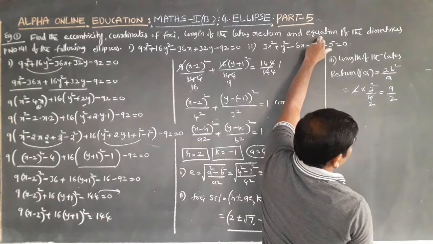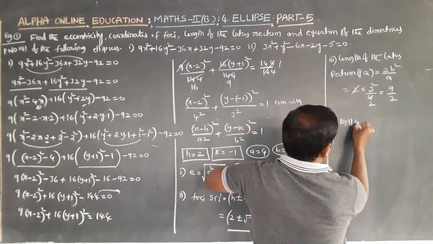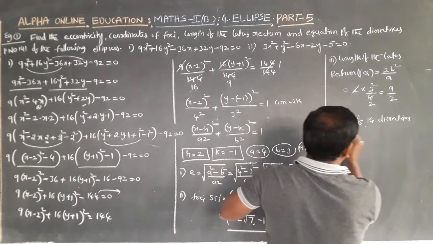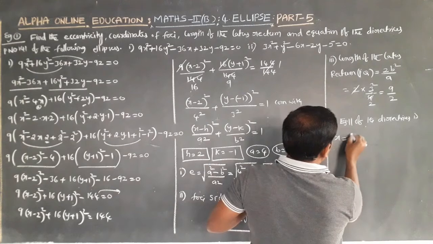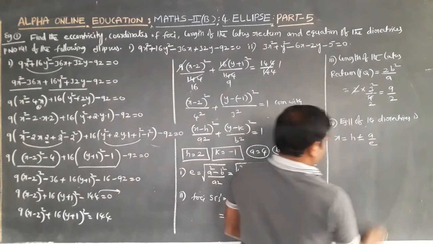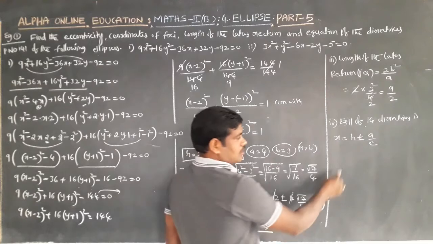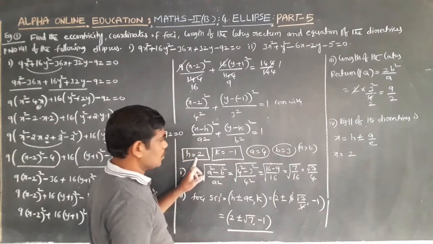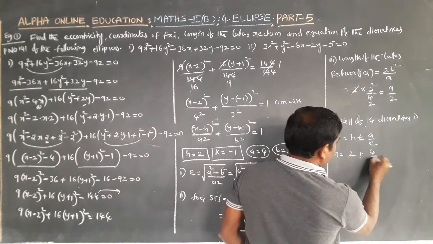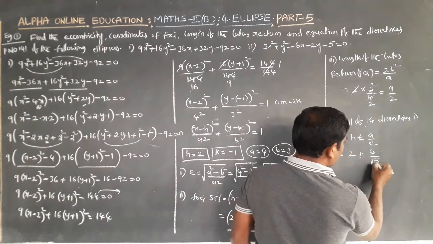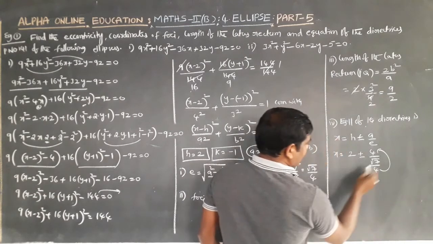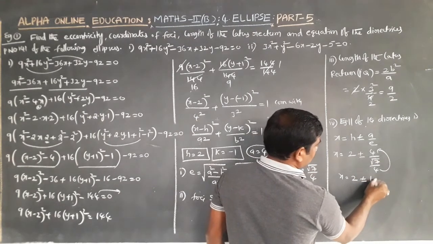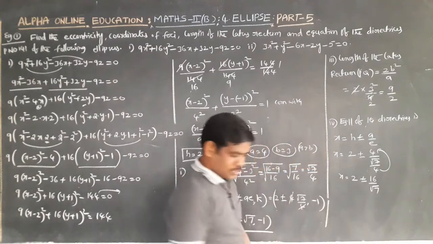Fourth one is the equation of the directrices. The equation of the directrices is x is equal to h plus or minus a by e. So x is equal to h, which is 2, plus or minus a, which is 4, by e, which is root 7 by 4. Taking 4 to the numerator, x equals 2 plus or minus 4 fours are 16 by root 7.